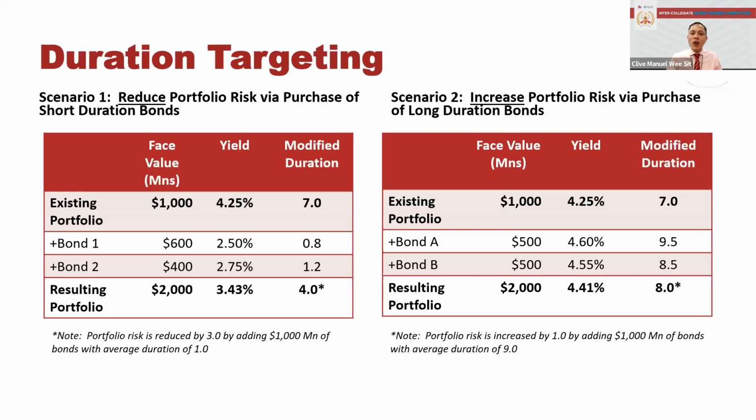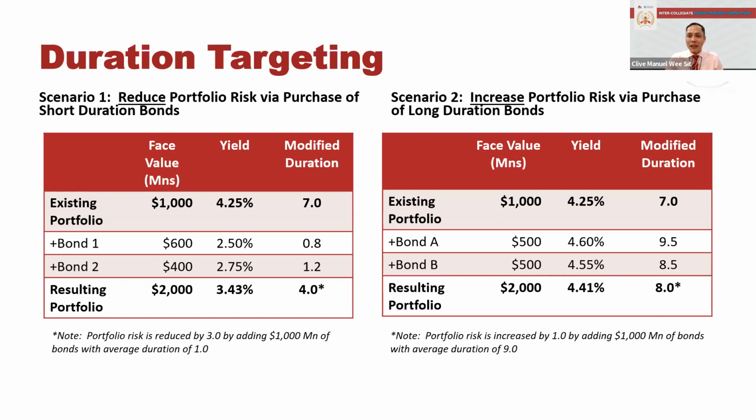Now, on the flip side, if your view is that interest rates will start moving down, you can take advantage of your view of a decline in interest rates by increasing your portfolio risk. And you can achieve this by purchasing securities with high duration. So let's start off with the same scenario. You start off with a 1 billion portfolio at 4.25%, and the duration is at 7. By purchasing an additional 1 billion of securities, or you're doubling up the size of your portfolio and targeting securities with a modified duration of 8.5 to 9.5, I've effectively increased the portfolio duration from 7 to 8.